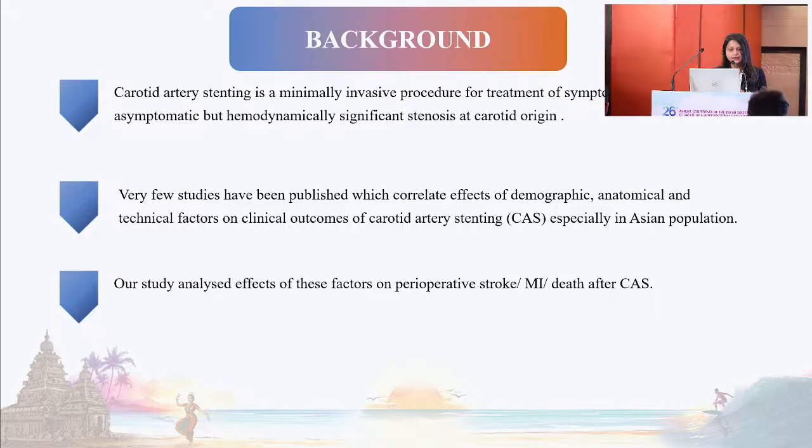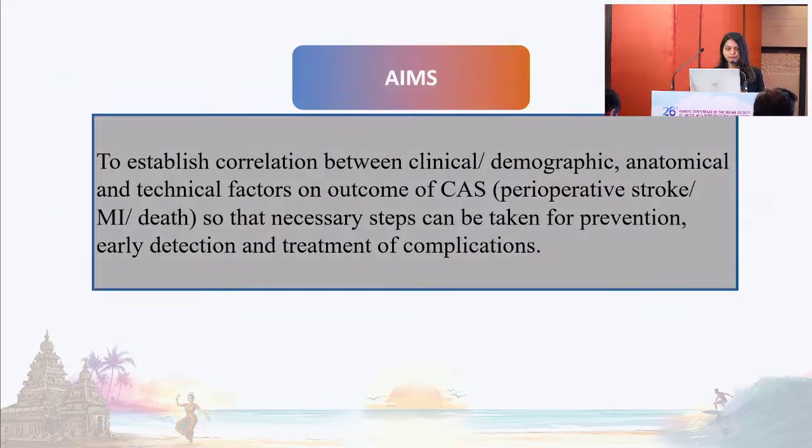Background: carotid artery stenting is a minimally invasive procedure for treatment of symptomatic or asymptomatic but hemodynamically significant stenosis at the carotid origin. Very few studies have been published which correlate effects of demographic, anatomical and technical factors on clinical outcomes of carotid artery stenting, especially in Asian population. So our study analyzed effects of these factors on perioperative stroke, MI or death after carotid artery stenting. The purpose of our study is to establish correlation between these factors and outcome of carotid artery stenting so that necessary steps can be taken for prevention, early detection and treatment of complications.